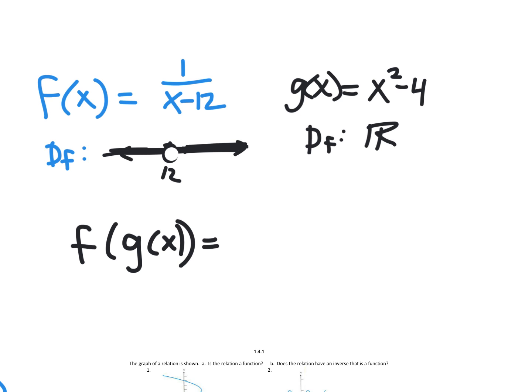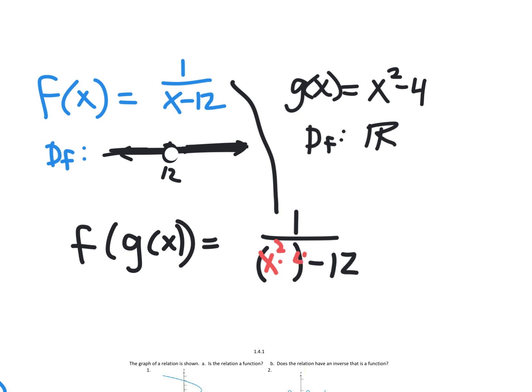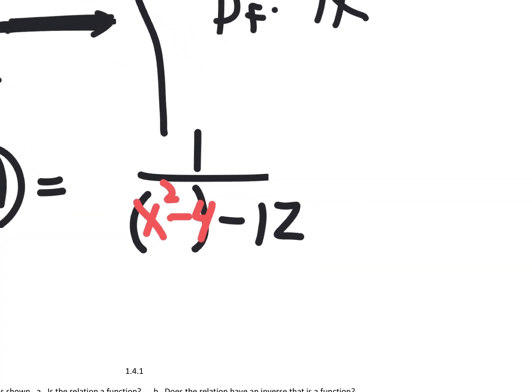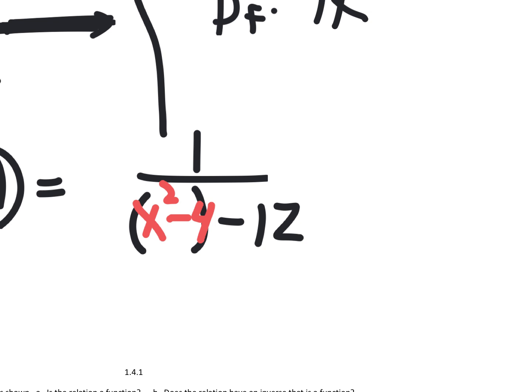Pausing while you give that a shot. I'm going to remind you how that worked. This was 1 over x minus 12, but I'm putting an empty parentheses, that's what I recommend, where the x was. And then you're going to make it eat the x squared minus 4. And then you should simplify it. If you haven't already, simplify that.